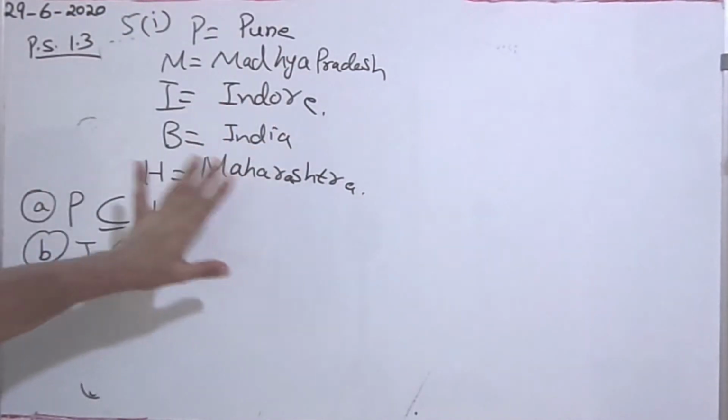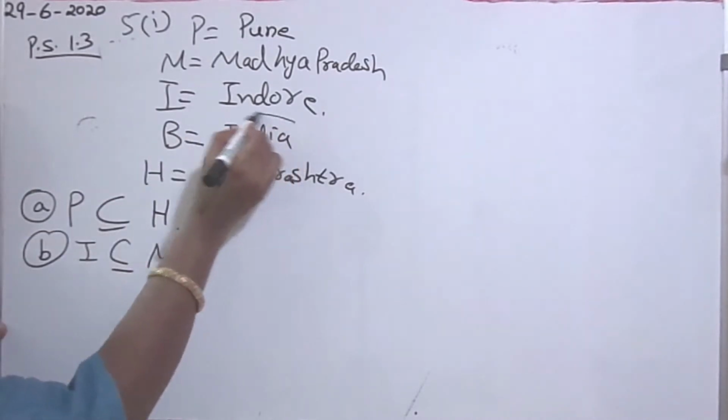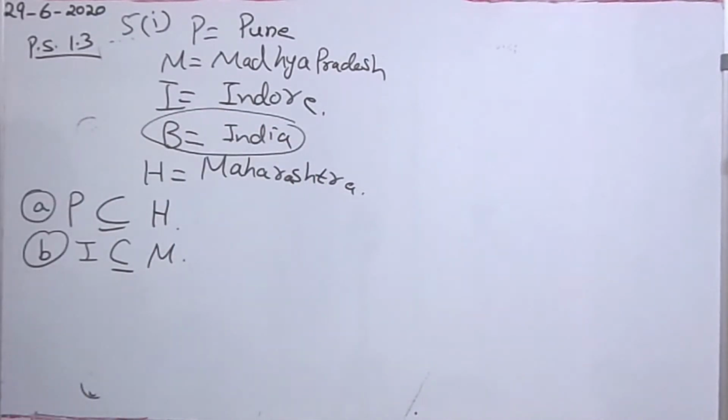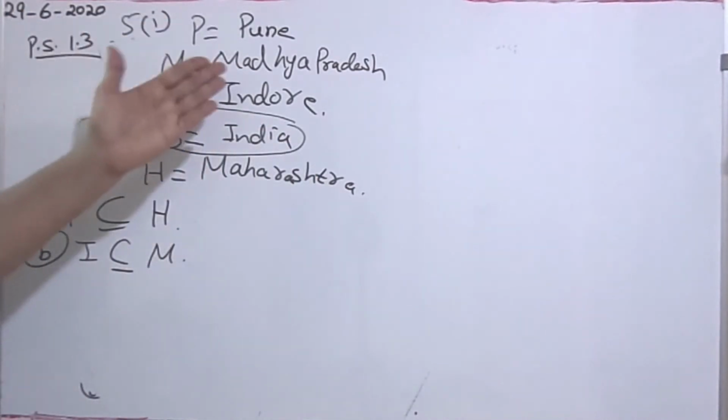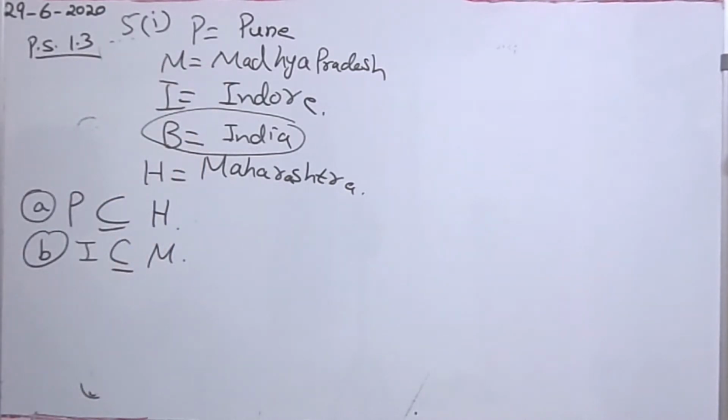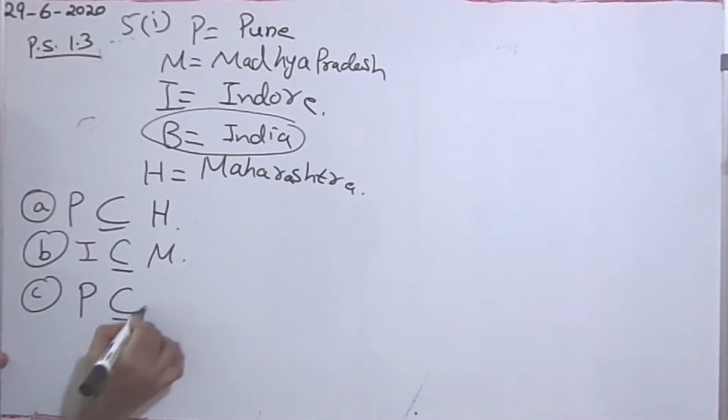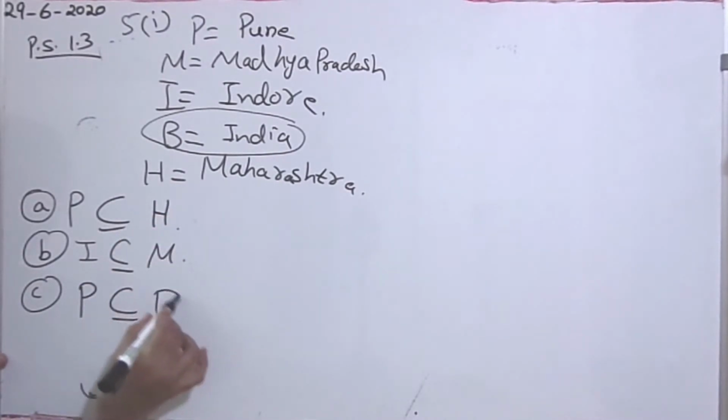And all of these places are fully contained in the biggest set, which is India. Pune is in India, Madhya Pradesh is in India, Indore is in India, Maharashtra is in India. So we can write next, P is a subset of B.